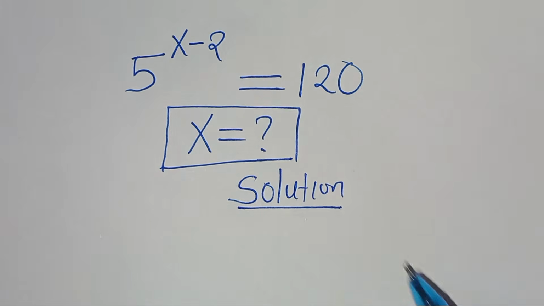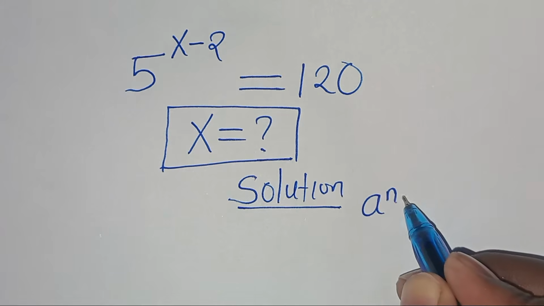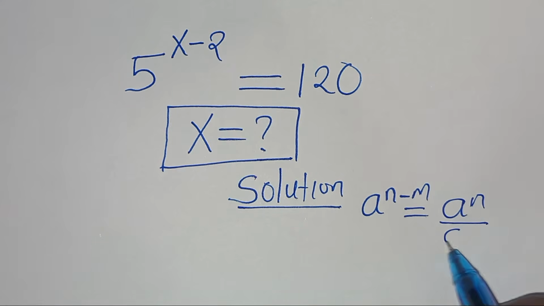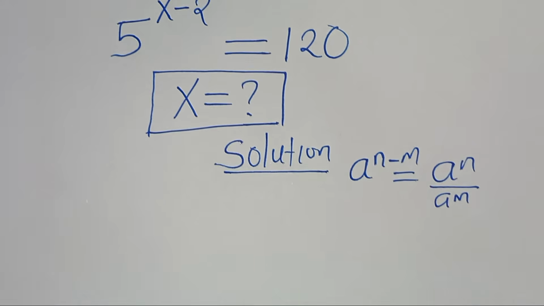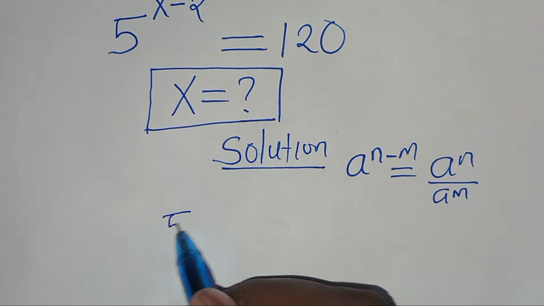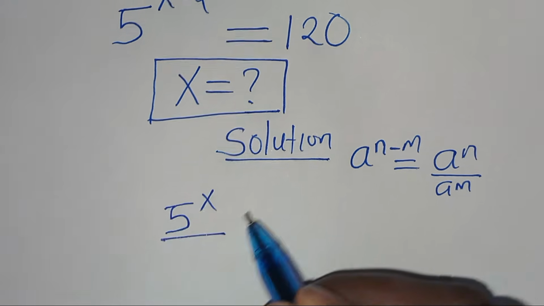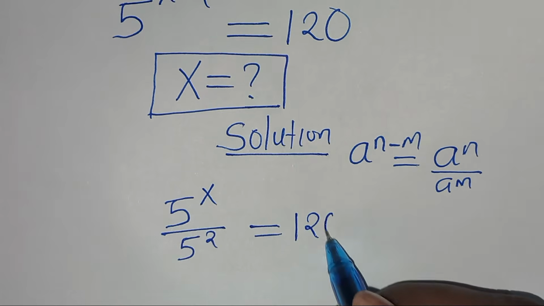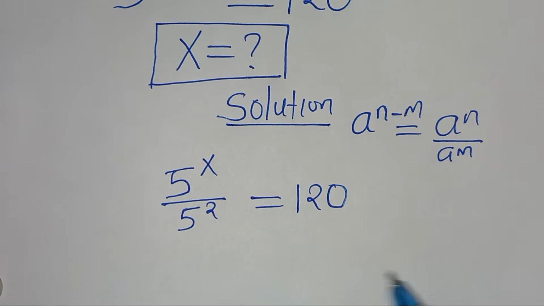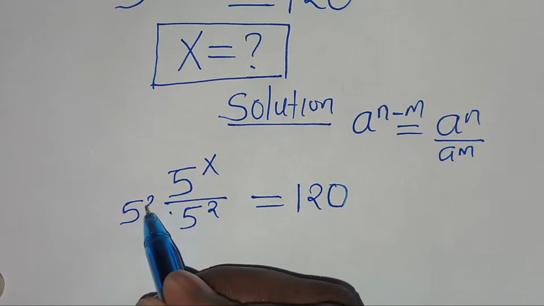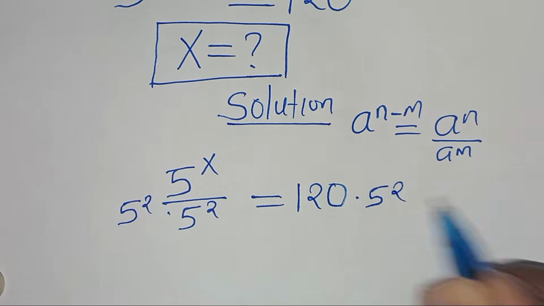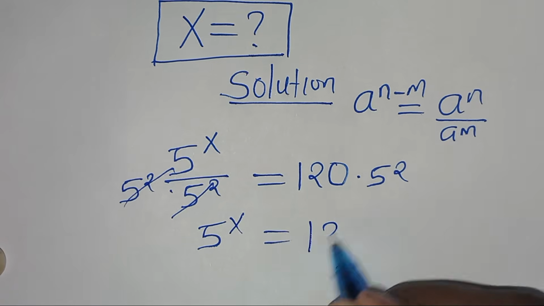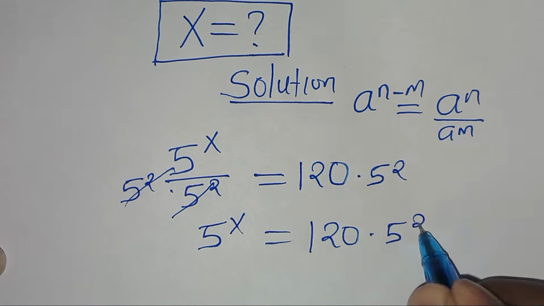This exponential equation is in the form of a to the power of n minus m, which we can express as a to the power of n divided by a to the power of m. Applying this exponent property, then here we have 5 to the power of x divided by 5 to the power of 2. This is equal to 120. So the next step is to multiply both sides by 5 to the power of 2. So that now, here we have 5 to the power of x. This is equal to 120 multiplied by 5 to the power of 2.